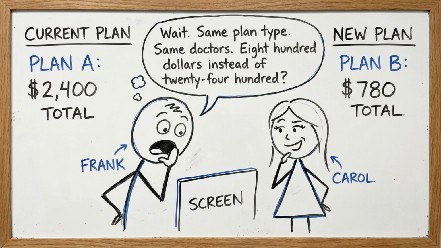The Plan Finder shows Frank's results sorted by annual cost. The second plan on the list catches his eye. Same $0 premium, 4.2 star rating, covers all 3 of his medications. Estimated annual drug cost, $780. Frank stares at the screen. He reads it again. He leans closer.